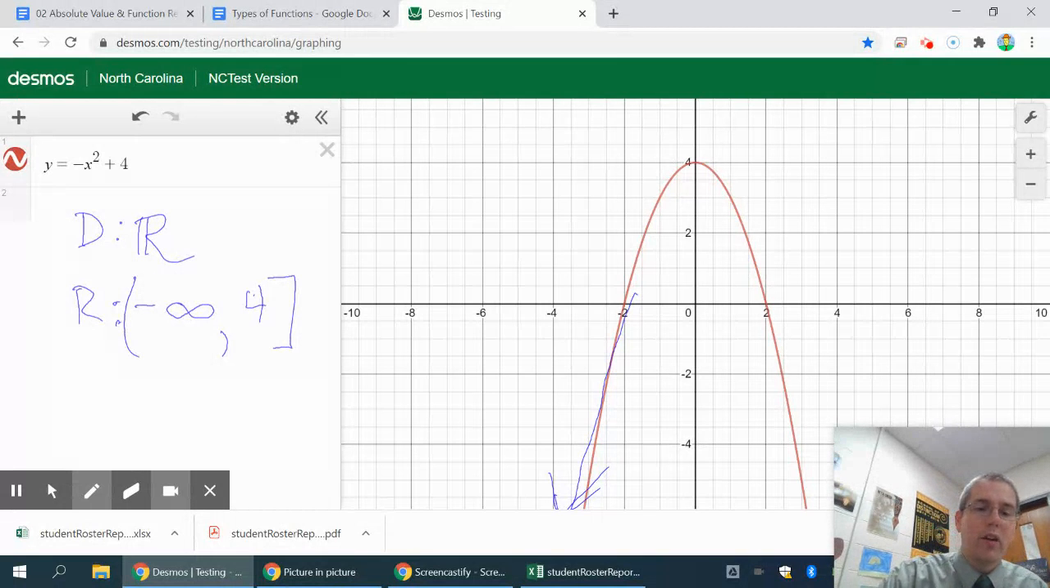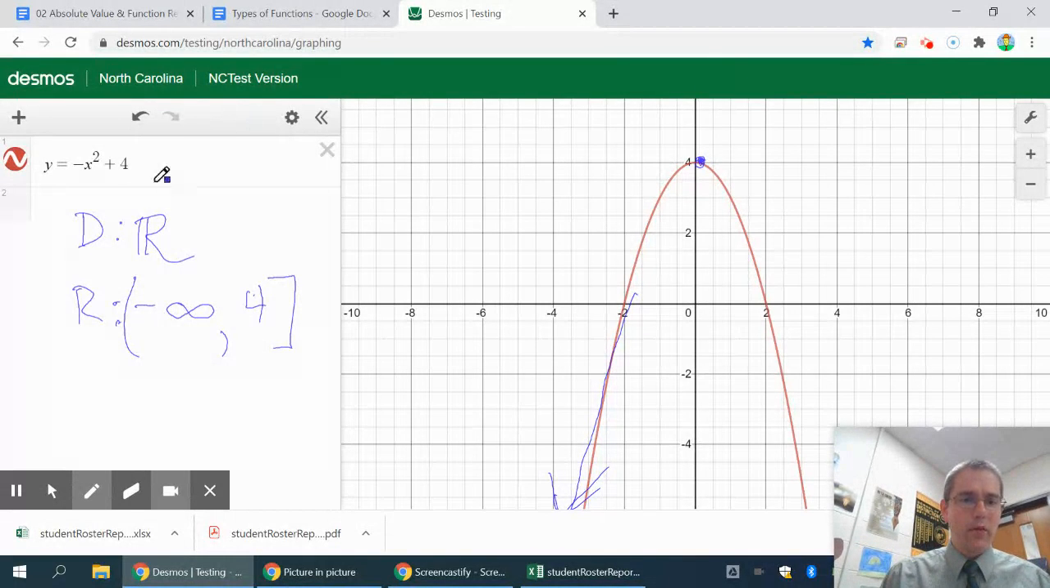And the reason I'm using a bracket there is because it actually touches the point 4. So that's why that gets a bracket. You can never actually get to infinity. Sorry, Buzz Lightyear, but you can't really get to infinity and beyond. And you've got to use a parenthesis there for your negative infinity.